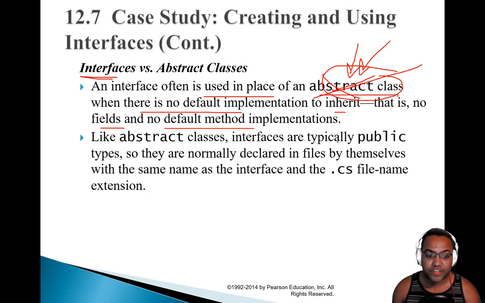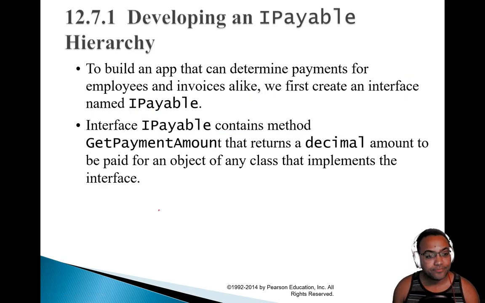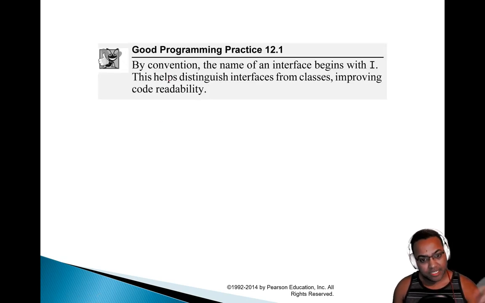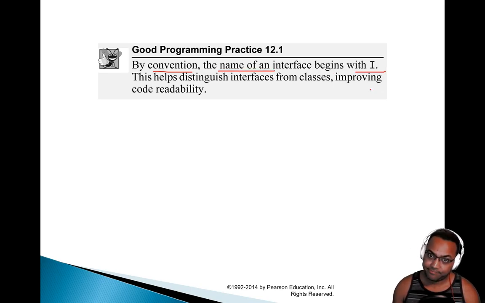Like abstract classes, interfaces are typically public, so they are normally declared in files by themselves with the same name, and I just showed you that. To build an app that can determine payments for the employees and invoices alike, we create an interface called, oh look at that, iPayable. I wonder why it's called iPayable. It's called iPayable because it's interface payable. Interface payable contains method get payment amount that returns a decimal amount to be paid for an object of any class that implements the interface. By convention, the name of an interface begins with an I. This helps distinguish interfaces from classes, improving code readability.